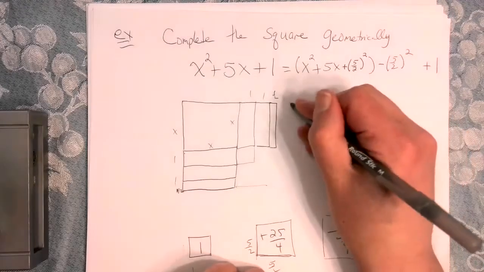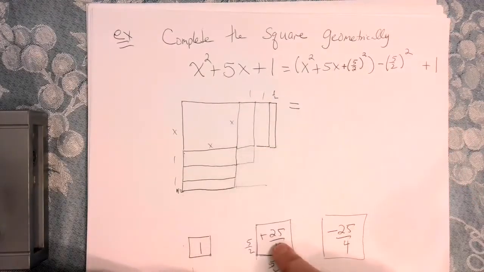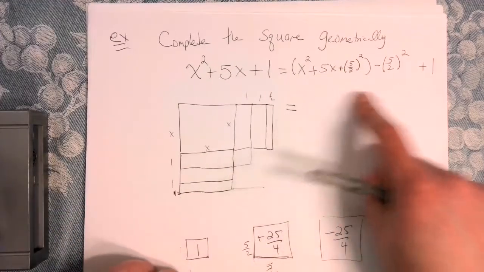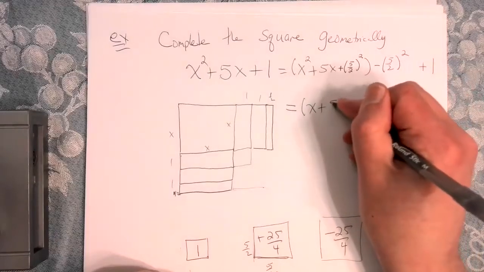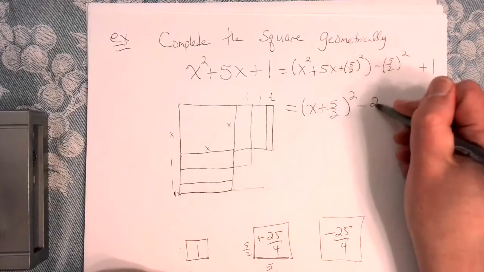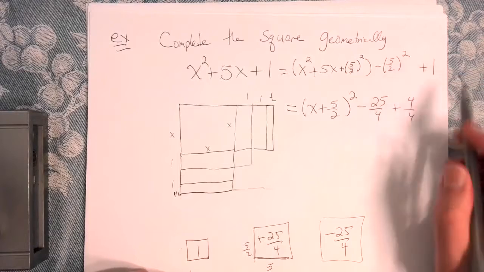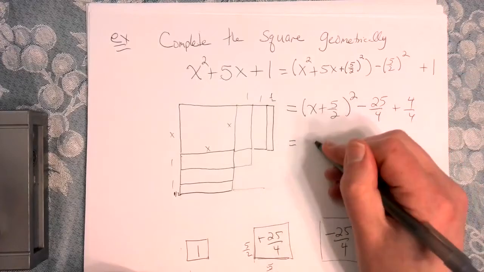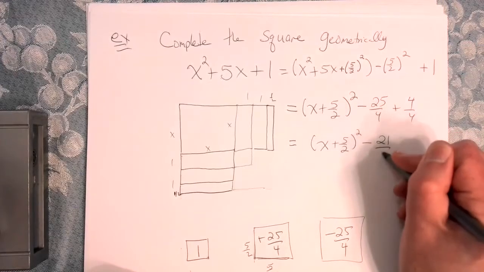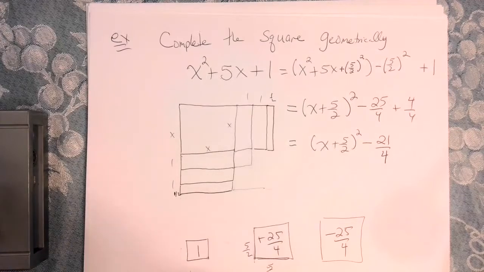So what does that look like? That means we actually have this here, and then these two are just hanging out to the side. In terms of symbols, that means we've got x plus 5 halves squared when we factor this. And this is going to be minus 25 fourths. It looks like plus 1, but 1 is what, 4 fourths? So there's our 1. And then altogether, that gives us x plus 5 halves quantity squared minus 21 over 4. So a really cool way to incorporate some geometry into this.